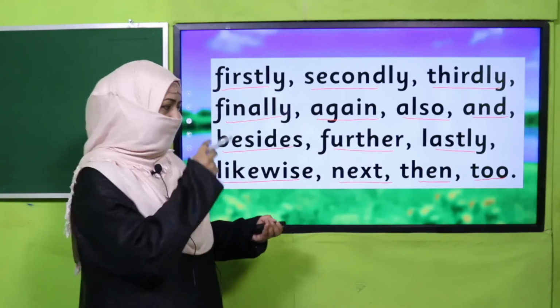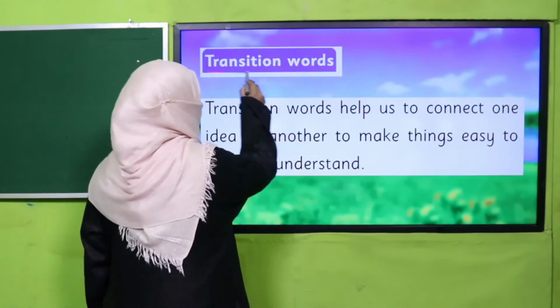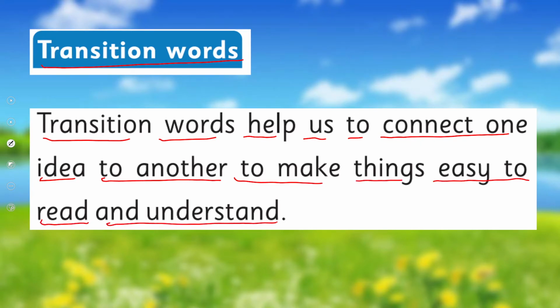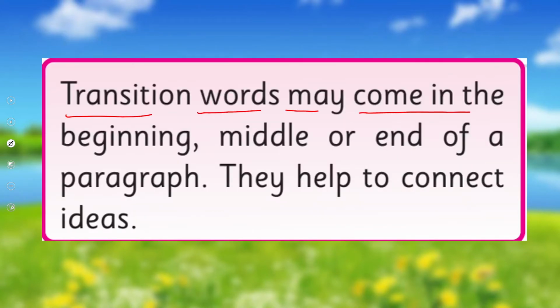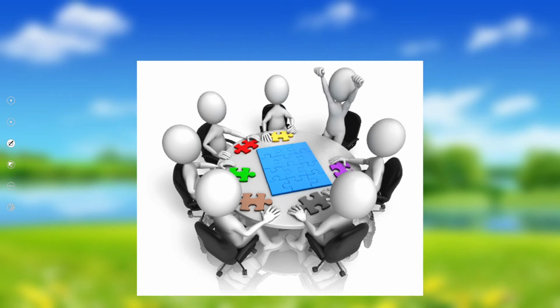Do you understand? Okay, let's see what your book says about it. It's here, transition words. Transition words help us to connect one idea to another, to make things easy to read and understand. Okay, so by using these words, we connect ideas in sentences and in paragraphs, right? Transition words may come in the beginning, middle, or end of a paragraph or a sentence, and they help to connect the ideas, right?